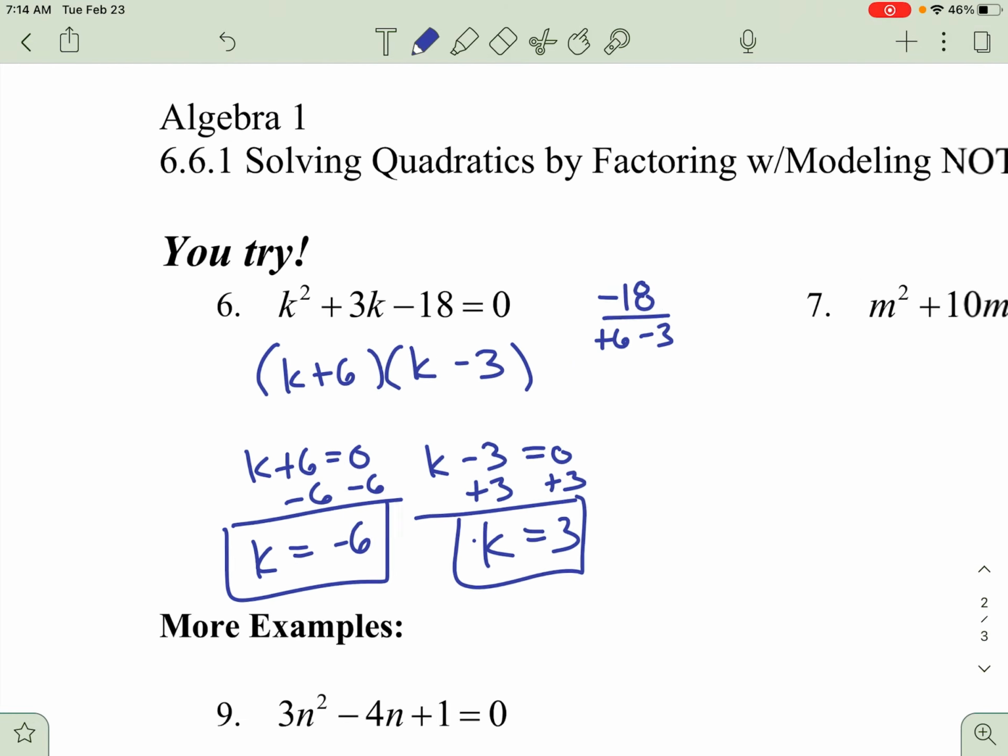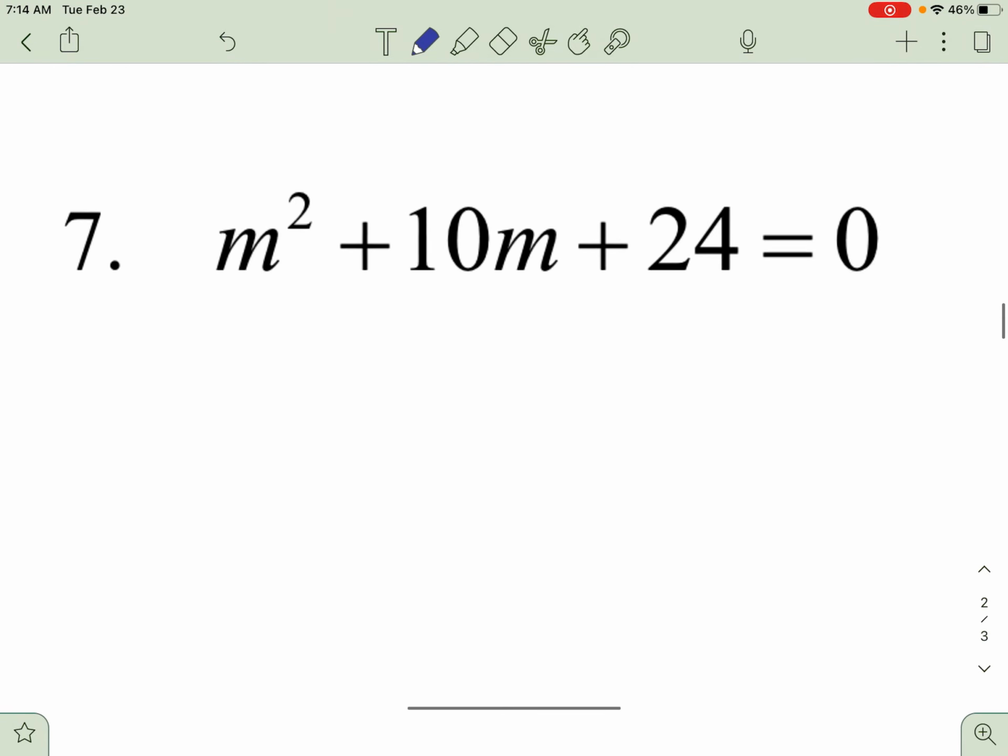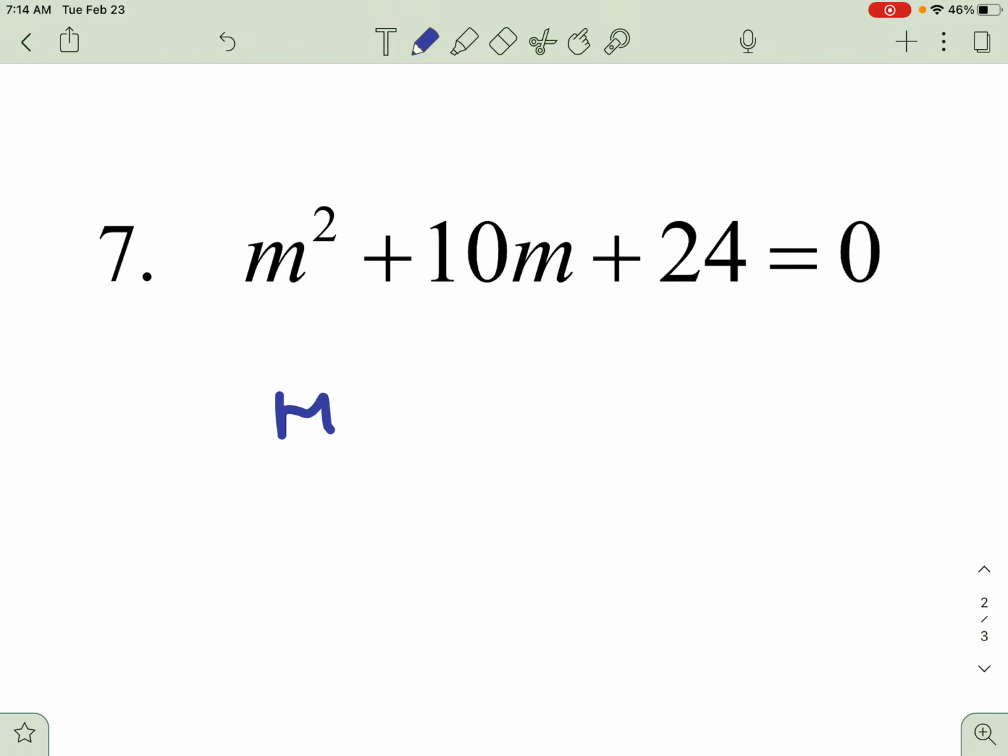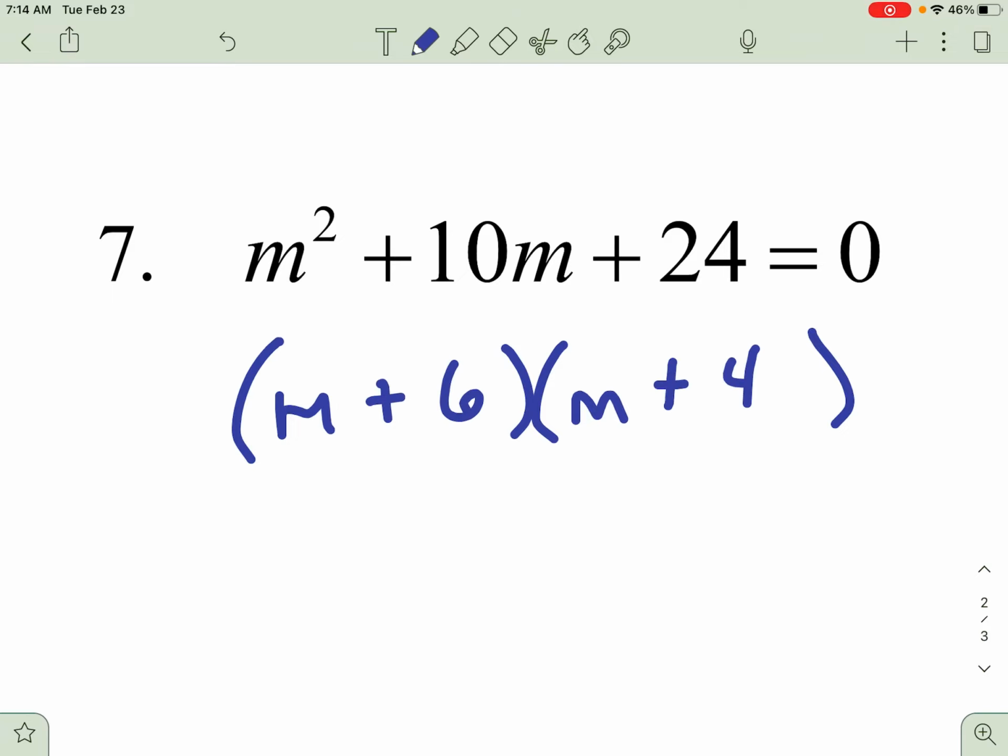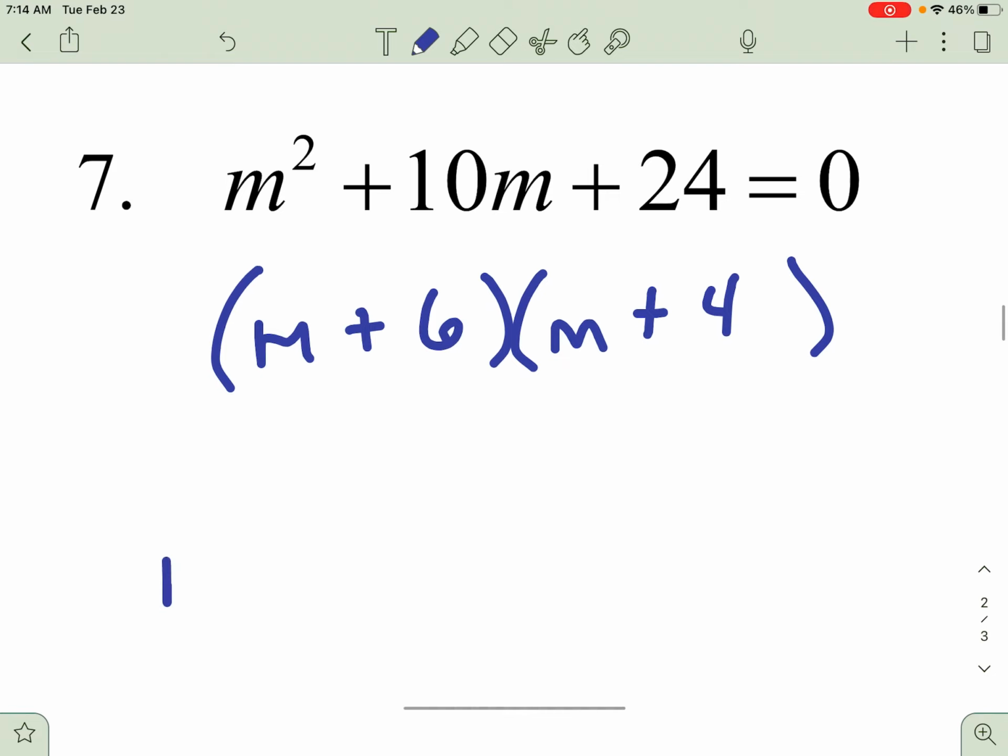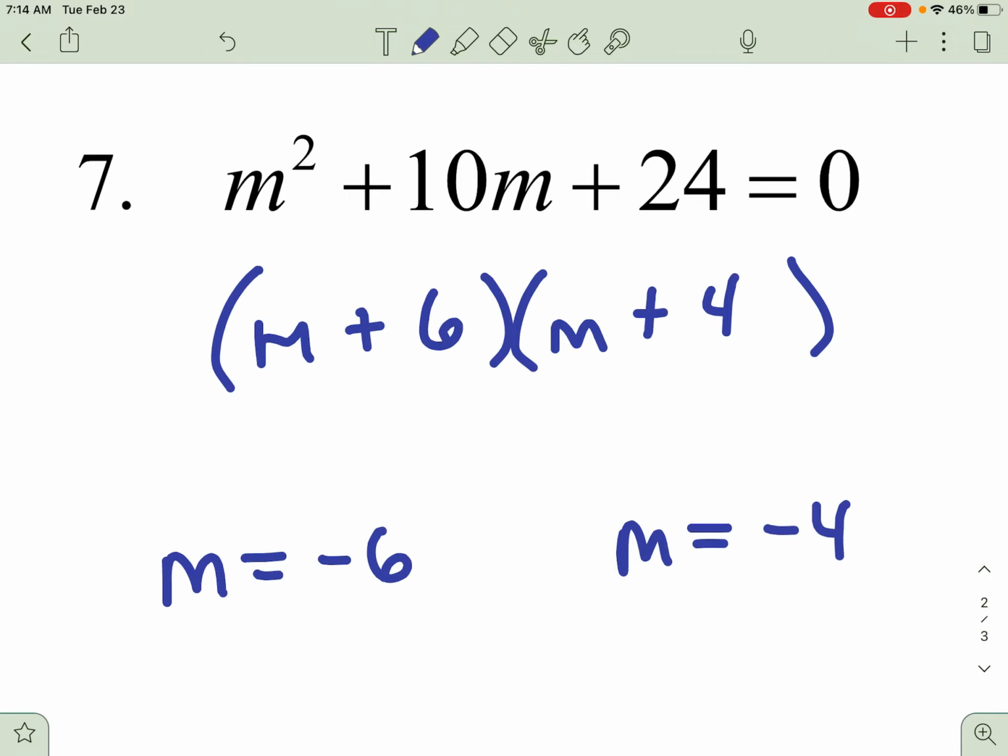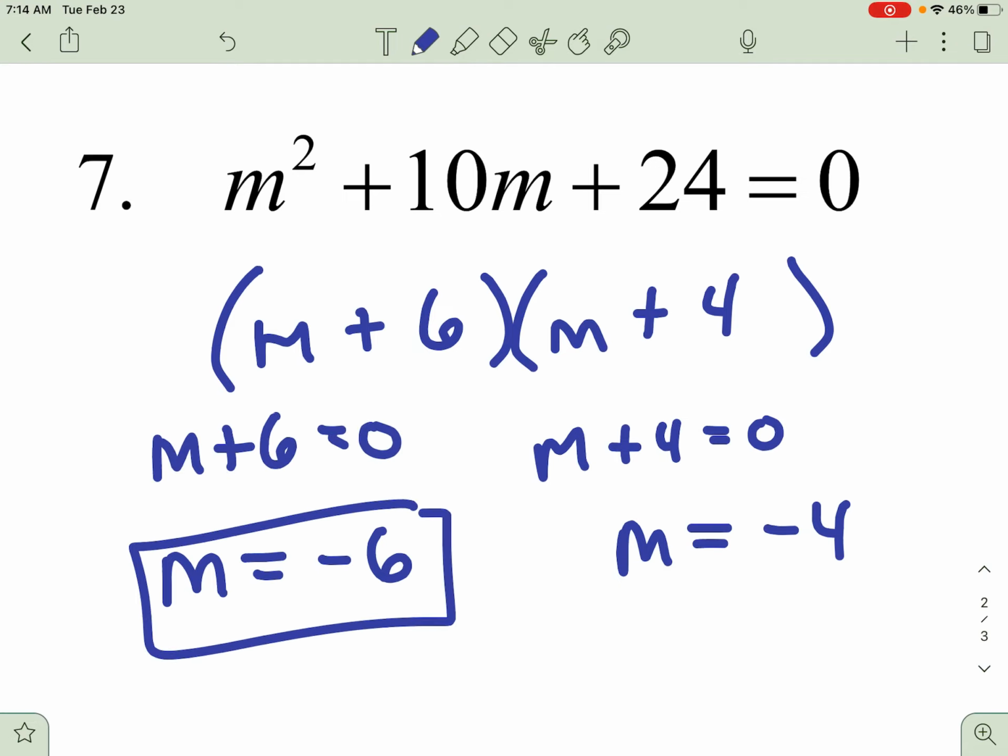Okay, so there's your solutions to number 6 if you haven't tried it already. Here's number 7. Because 6 times 4 gives you 24, and 6 plus 4 gives you 10. And as you've probably noticed by now, when you subtract 4 from both sides, when you set it equal to 0, okay, that would give you a negative 4. And on this one, when you set this one equal to 0, you'd subtract 6 from both sides. That gives you a negative 6.